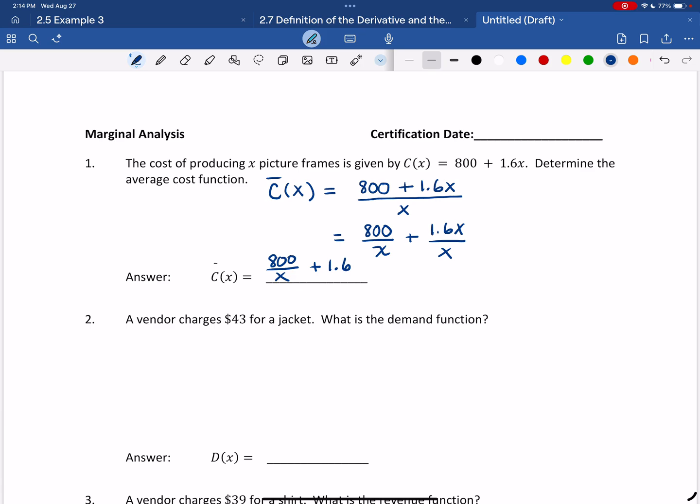And when simplified, that's 800 over X plus 1.6. Now, there will come a time when we can just leave it all over X. But right now, we don't know how to deal with a fraction to do a derivative. But we do know how to do the derivative of this C of X format. So divide each term by X. So you could just go directly to this step first. C bar of X, and this little bar did not print well. C bar of X is each element of the cost divided by X. So our answer is 800 over X plus 1.6.